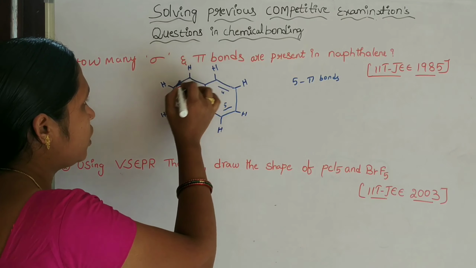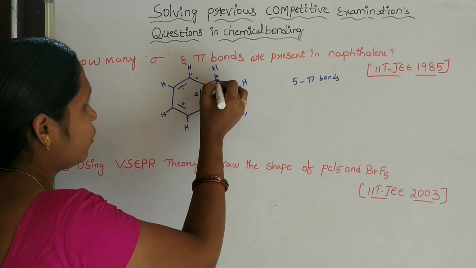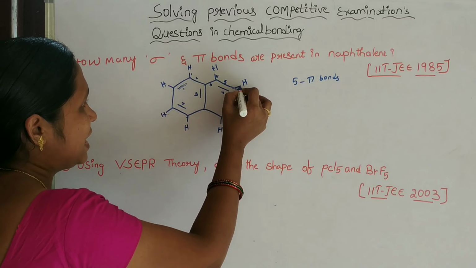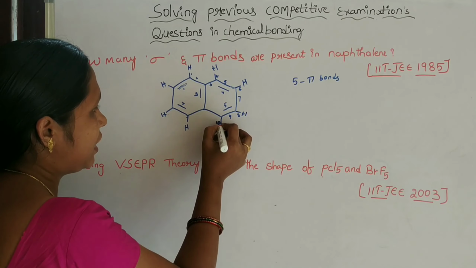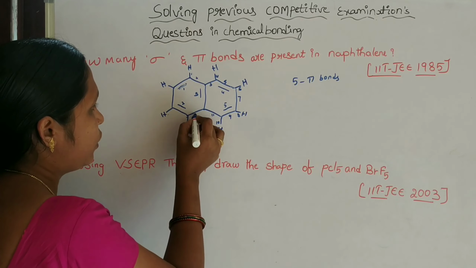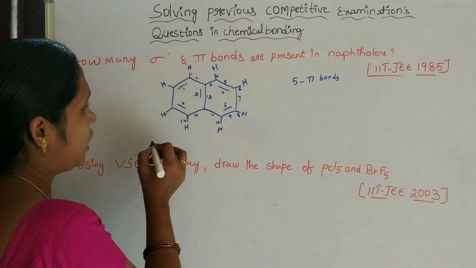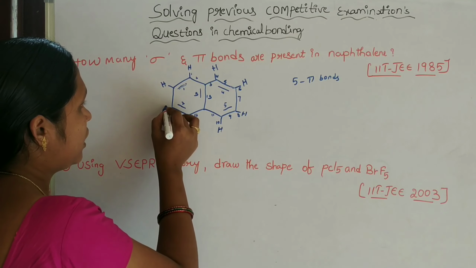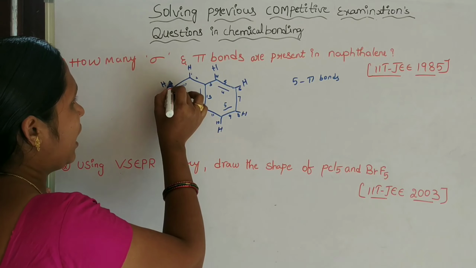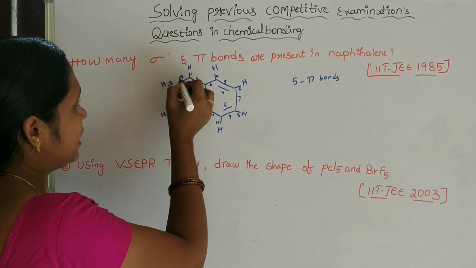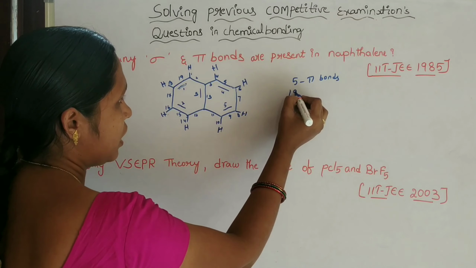So here, see, count the number: 1, 2, 3, 4, 5, 6, 7, 8, 9, 10, 11, 12, 13, 14, 15, 16, 17, 18, 19. The whole molecule has 19 sigma bonds.